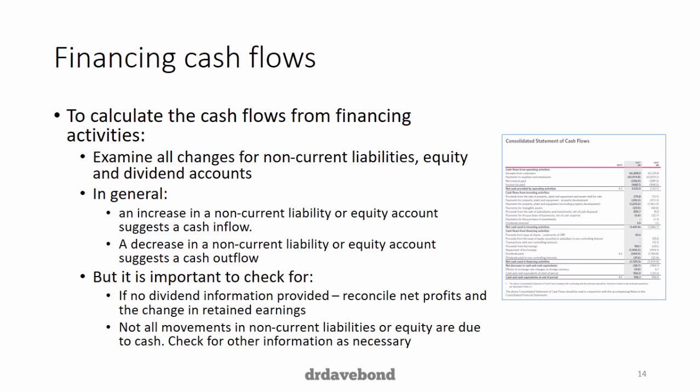Importantly, make sure you're aware of what's going on with dividends, and you may need to reconcile net profits and the change in retained earnings. Not all movements in non-current liabilities or equity are due to cash. So as already noted, sometimes companies can have dividend reinvestment plans where the dividends aren't actually paid out as cash to shareholders. They're actually, in essence, the shareholders are provided additional shares. So just be aware that that could be going on. And with that covered off, it's time to have a look at the example that goes along with this and to see how we construct all of these things.